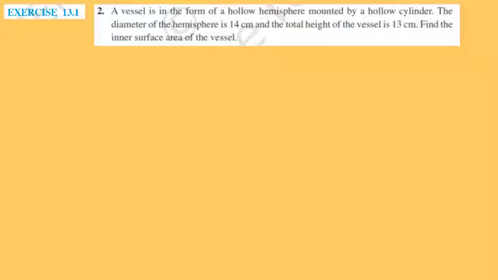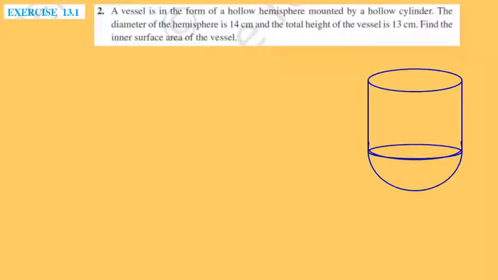So first we need to draw the figure. What is the figure? A vessel is in the form of a hollow hemisphere mounted by a hollow cylinder. See, one hollow hemisphere and on the top of that, mounted, one cylinder. And the dimensions are given here.